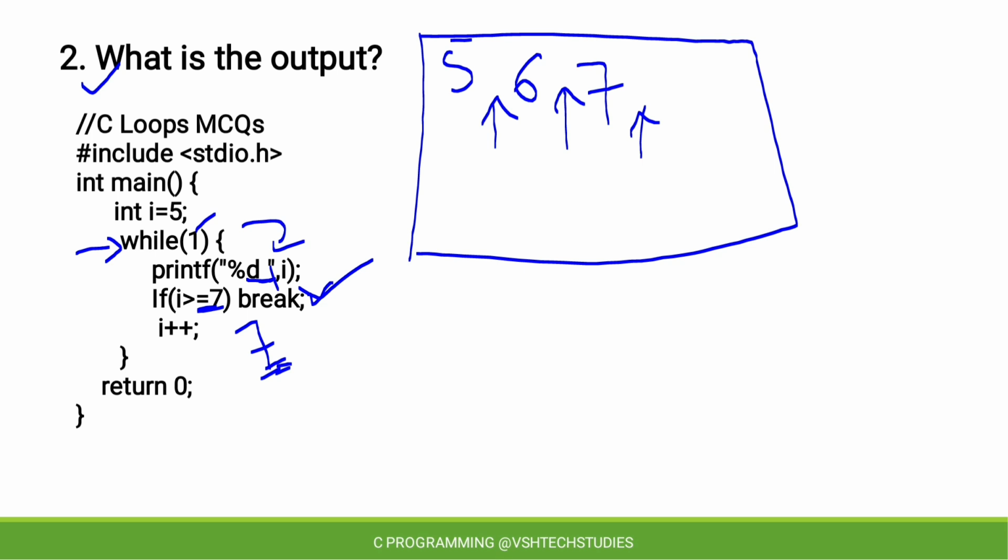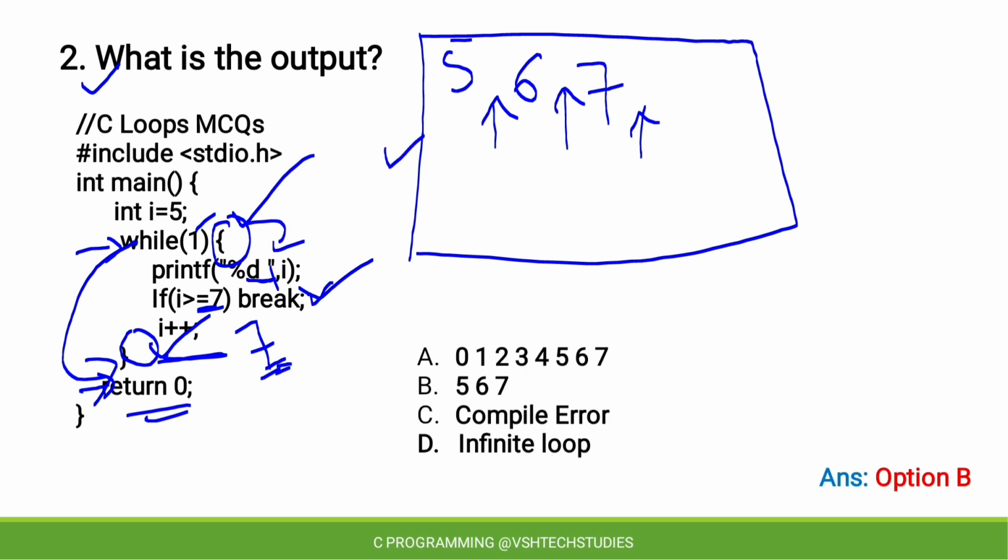So the while loop body starts here, ends here. So out means after this end, whichever statement is there, to that the control will jump. So return 0 means end of program. So on the monitor we have 5 space 6 space 7. So out of A, B, C, D, option B is correct, which shows that 5 space 6 space 7 is being printed on the monitor. So this is the solution of this question.